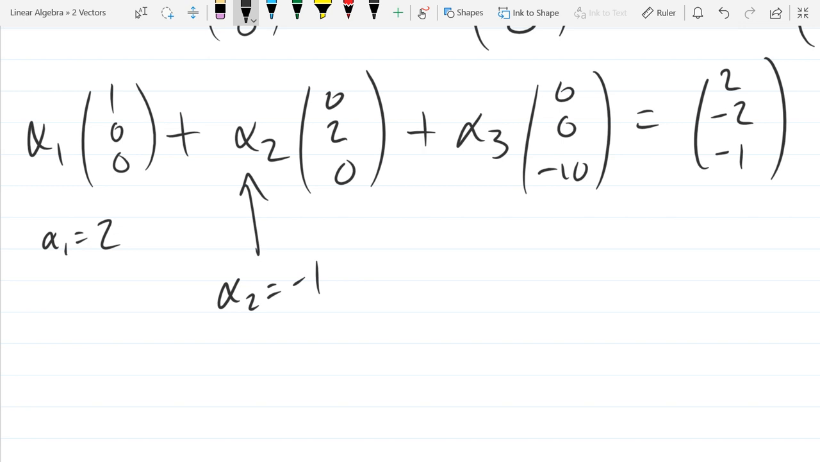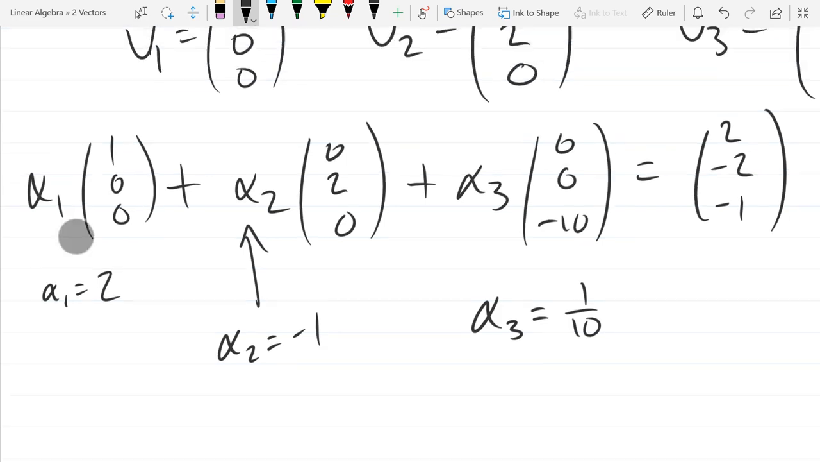So write down what alpha 3 has to equal. And there is exactly one value that works. So what value do we have to have for alpha 3? Negative 1/10. All right, so this example was easy because I picked vectors that exactly had one coordinate that wasn't zero. And they lined up nicely so that the first one was basically the x coordinate, second one was the y coordinate, third one was the z coordinate.